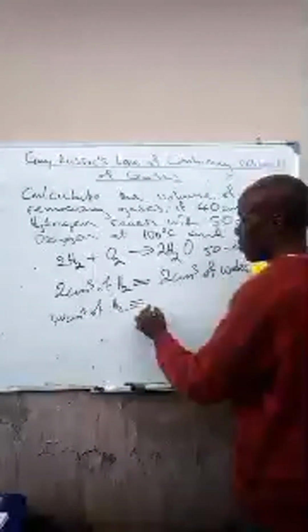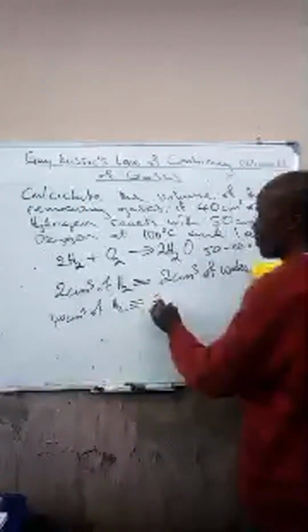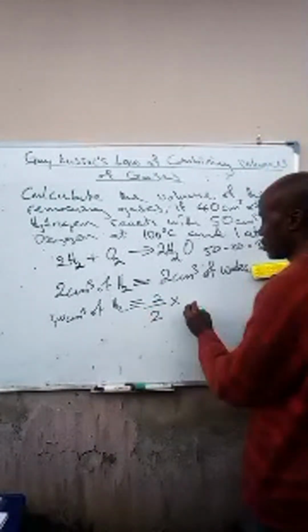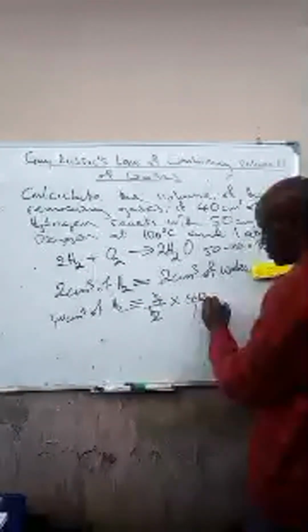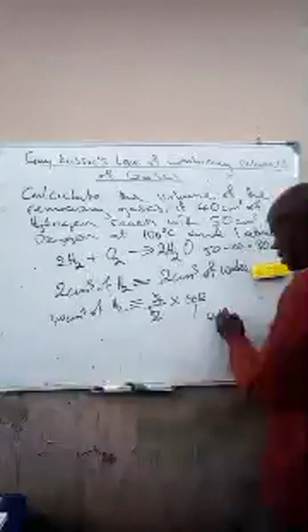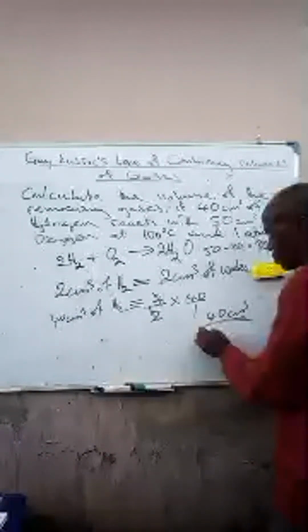cm cube of hydrogen will then give us, this will cancel out, 1 multiply 40, we have 40 cm cube. That is what we have. The water vapor that will be produced is 40.